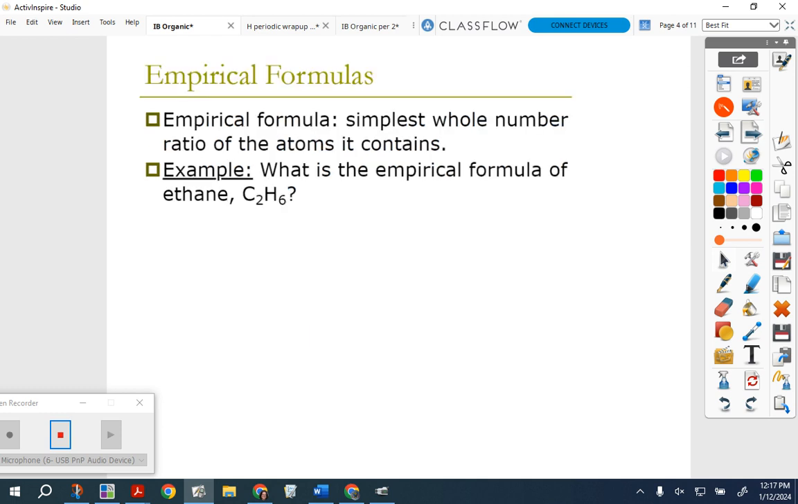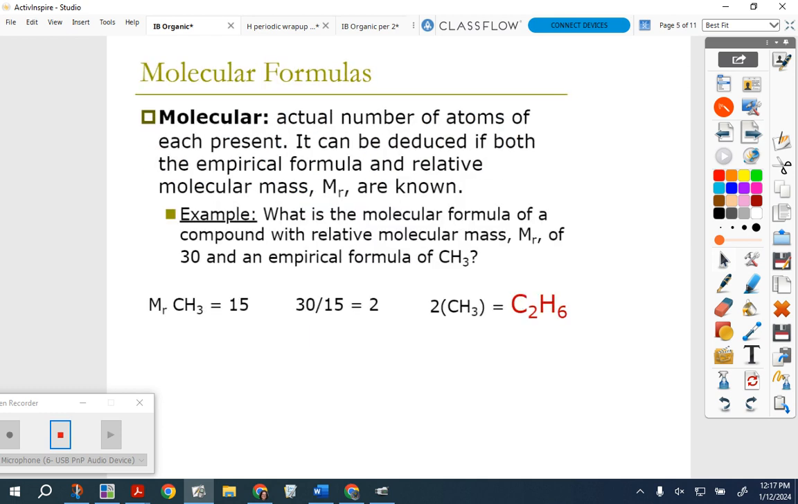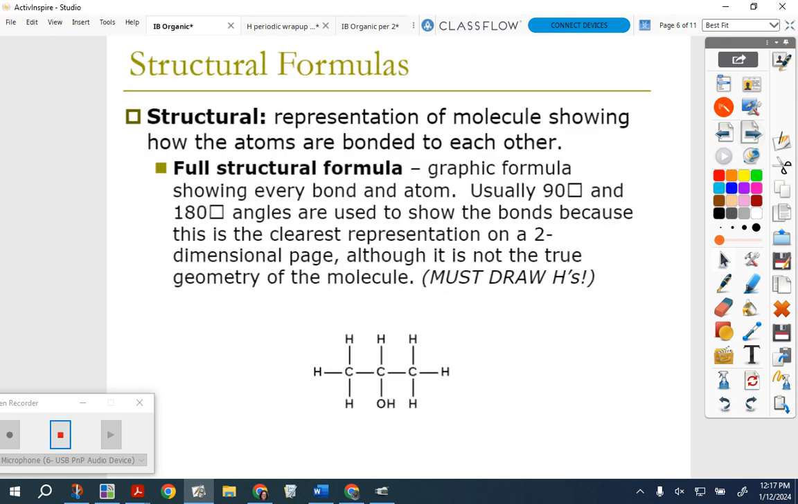So we have our empirical formulas, we have our molecular formulas. We're going to focus on the molecular formulas now. And we're going to add to that a couple of versions of structural formulas. So a structural formula is where you actually draw the structure like a Lewis structure, showing all the bonds and all the different pieces of it. This is a full structural formula.